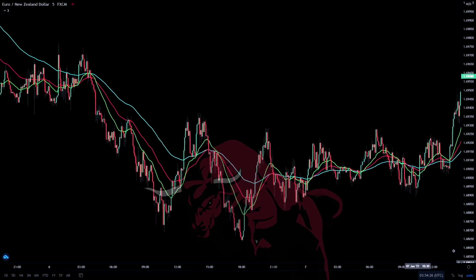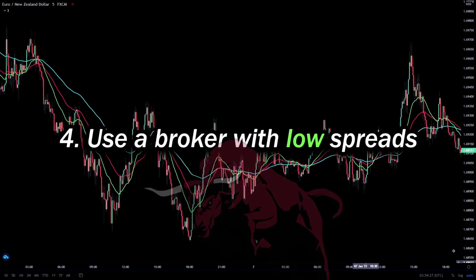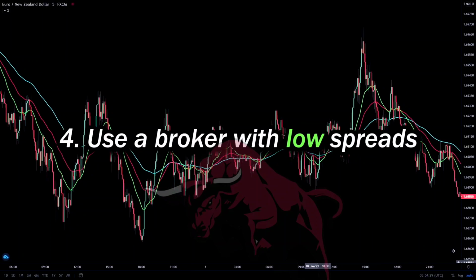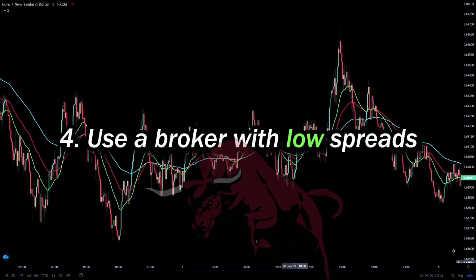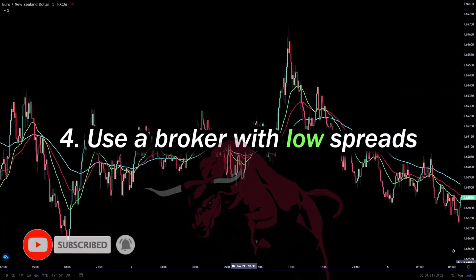The fourth tip is making sure you're using a broker with a low spread. This is actually very important because when you're scalping, every single pip counts, and if you're using a broker with a wide spread, you will have a hard time making a profit.